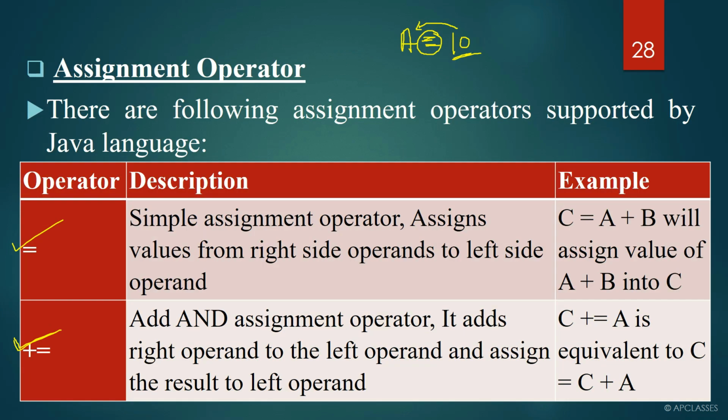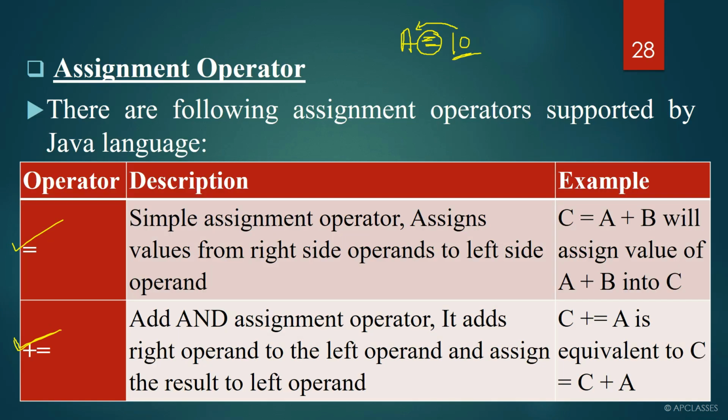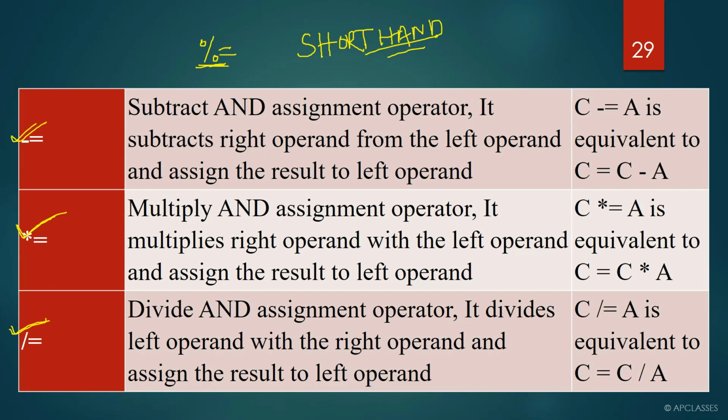Remember, if you are asked how many types of assignment operators are there in Java, then you can write that the equal to sign is one of the assignment operators, plus equals to is another assignment operator, then minus equals to, multiplication equals to, division equals to, and mod equals to. So these are called assignment operators. And what about shorthand notation? How many shorthand notations do we have? We have 5 types of shorthand notation here. Plus equals to is called a shorthand notation, minus equals to is called a shorthand notation, multiply equals to is called a shorthand notation, and division equals to is called a shorthand notation.